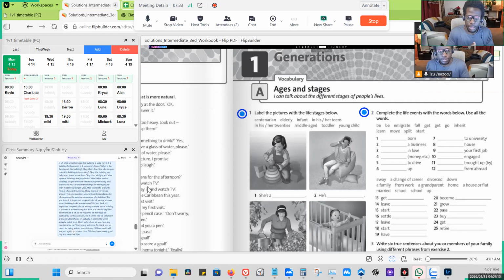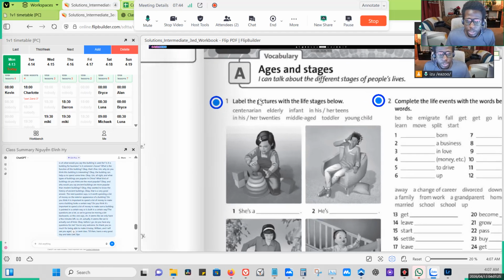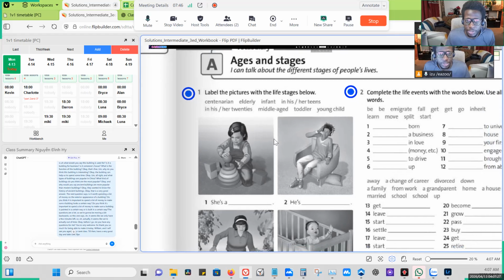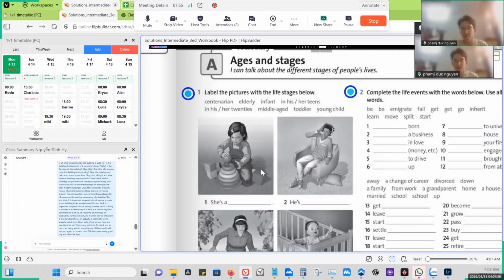So, today we're going to be reading from this book, and we are going to be talking about generations. The first thing we're going to do is label the pictures with the life stages below. Number one. Is that the book upper intermediate, right? Yes, upper intermediate.